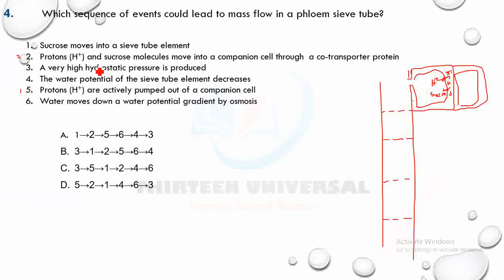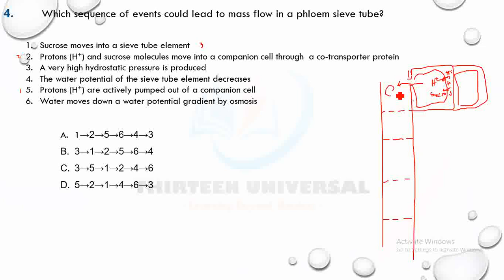Do you get it? And the third event is that once they move in, sucrose will now diffuse through the plasmodesmata into the sieve tube element. So what is the next one? Sucrose moves into the sieve tube element. You see? This is the third event that happens here. And when sucrose enters here, it lowers the water potential here.